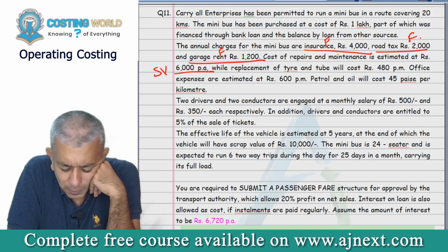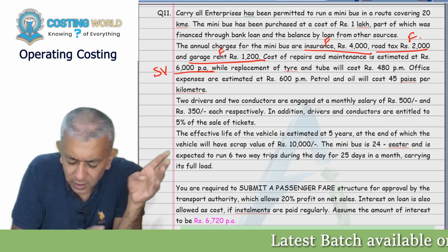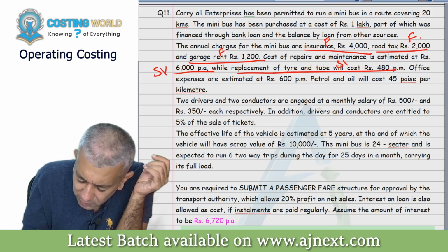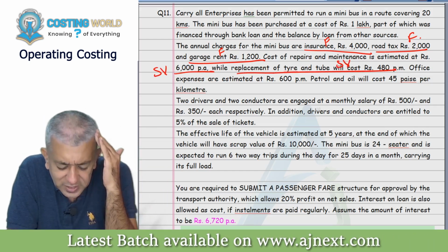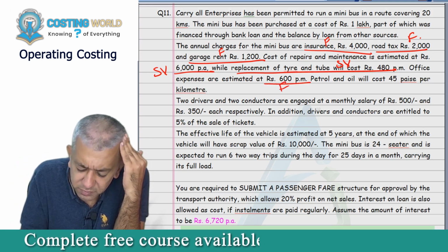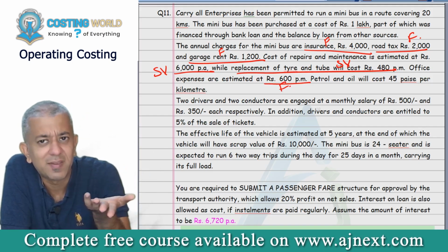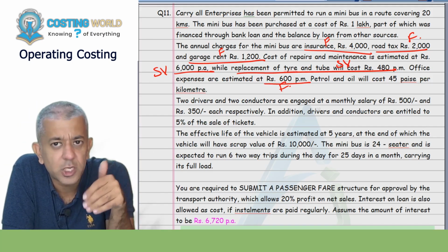Semi-variable. Replacement of tire and tube, I guess. So just now we all did that. So this will also be semi-variable. Office expenses are estimated at 600. We should treat this thing as fixed only, no? These are the office expenses, nothing to do with the traveling and all. Yeah, the office is not inside the bus, no.